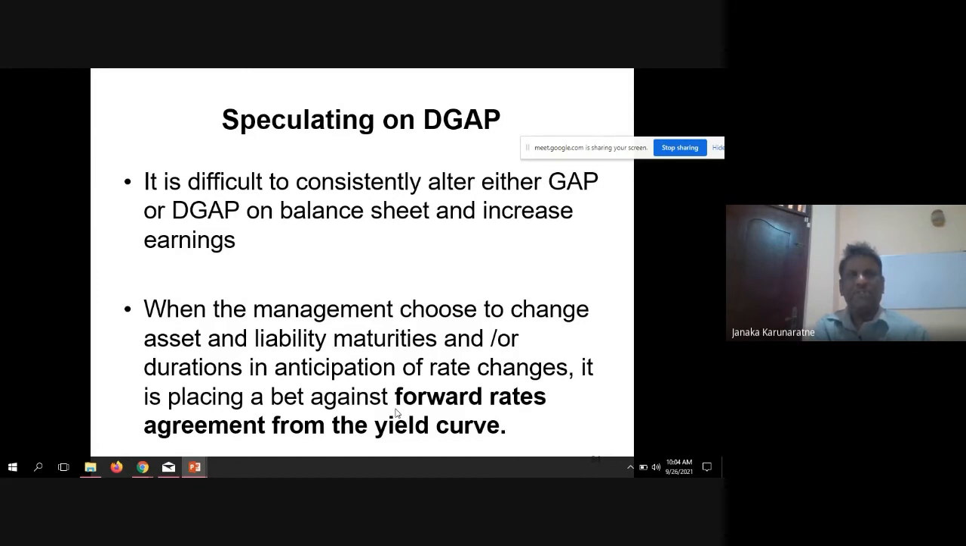Okay. So let's look at speculating on D gap. Now, if you really go into practice, it is difficult to consistently alter the gap or D gap on the balance sheet and increase earnings. Now, there are a lot of theories and formulas, but when it comes to risk management in practice, it's not an easy task. If you look at a bank, every single moment of time, your structure changes. Every single moment. So it's very difficult.